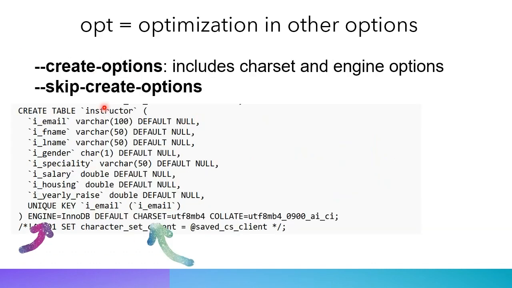Now we have the create options. The create options is going to be including the charset and then engine options. If you want to disable this, so if you want to exclude this statement here, you'll do skip create options. Now what is the charset? What is the engine? Now the charset here determines how the data in the tables is encoded.